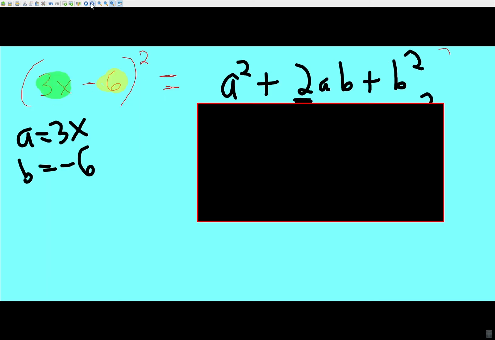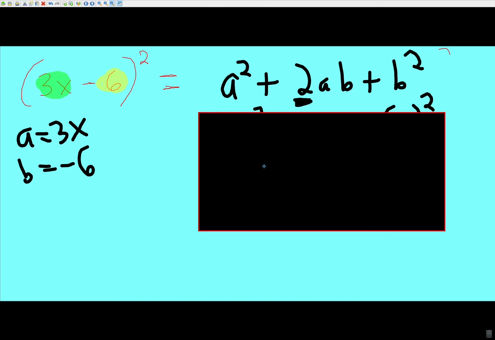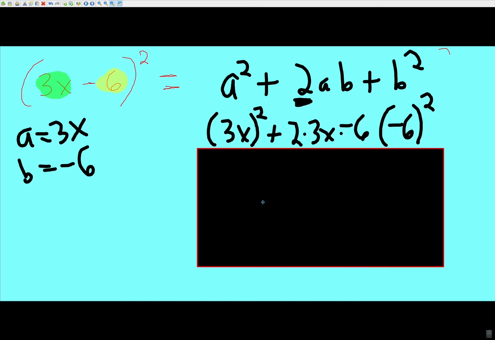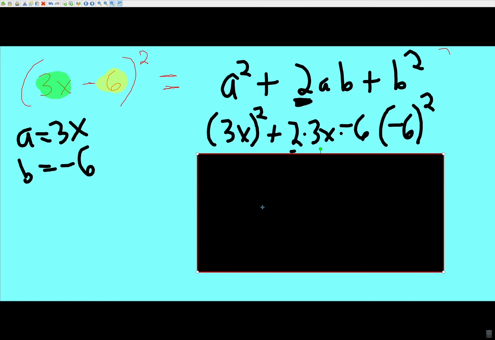All right, here I put some highlights in as well. This is 3x minus 6 squared. Remember I said there's a plus and a minus. Here is the minus. Now, 3x is the a, and b is negative 6. Okay, so 3x squared is the first part. The next part would be 2ab, so 2 times 3x times negative 6. And then lastly, I should have a plus sign in there, right? Plus negative 6 squared. All right, b is negative here. Okay, notice the end will turn positive.